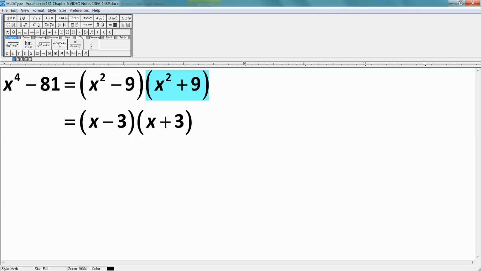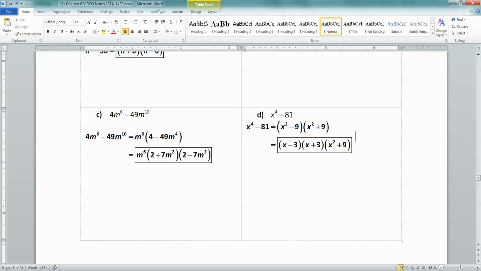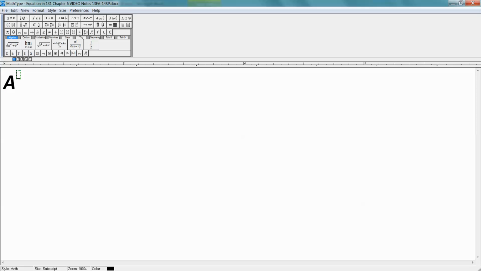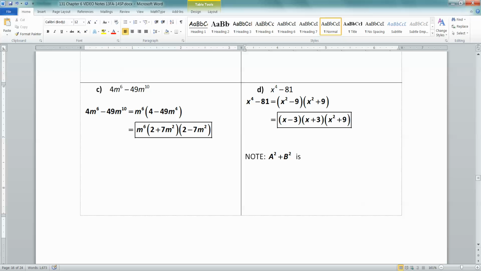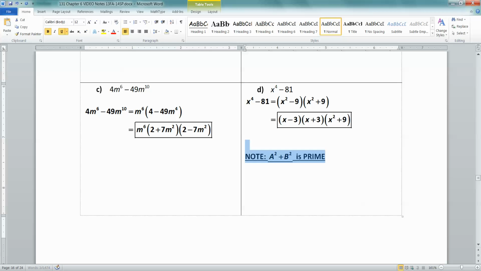To which I say, well, what actually happens is that it's prime. X squared plus a 9 or plus a 16 or plus any square is prime. So that's like a note. Note: a squared plus b squared is prime. There we go. You made a note to yourself?